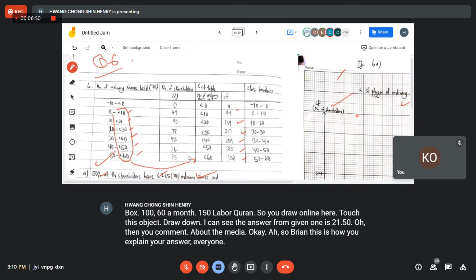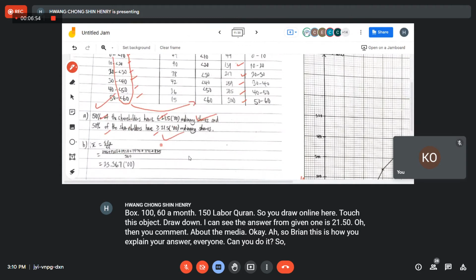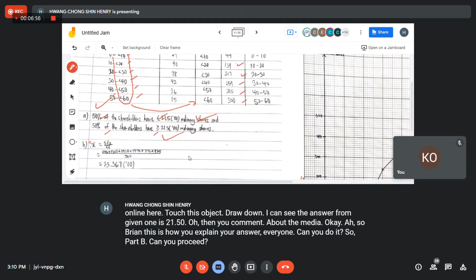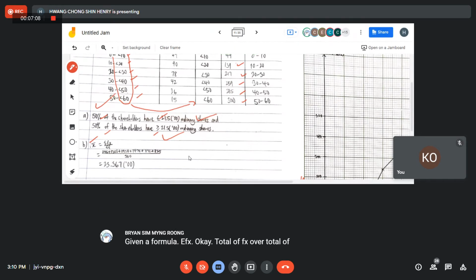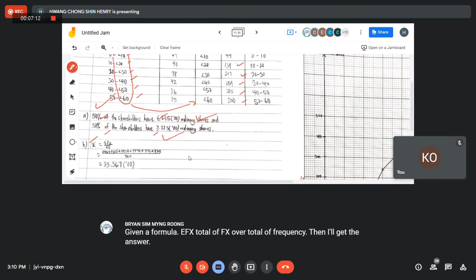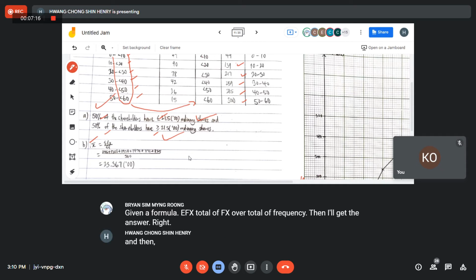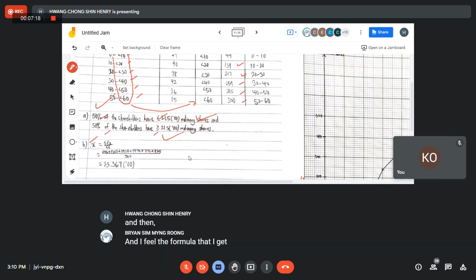Everyone, can you do it? So part B, can you proceed? Find the mean, Brian. Given a formula, Σfx, total of fx over total of frequency, then I'll get the answer. Like this. And then I fill in the formula, then I'll get 23.367.